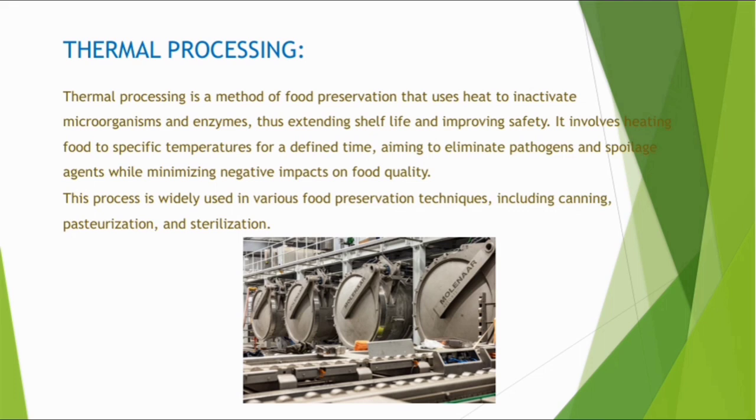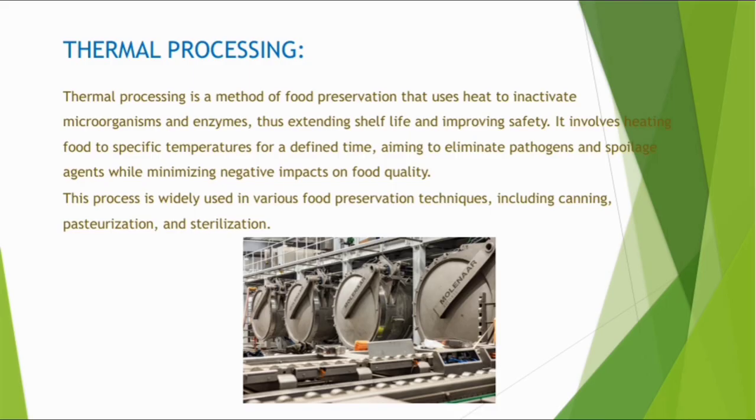Let's talk about thermal processing, a key method we use to preserve food. Essentially, it involves applying heat to food to inactivate harmful microorganisms and enzymes that can cause spoilage. By doing this, we significantly extend the shelf life of food products and improve their safety for consumers. The process works by heating the food to specific temperatures for a set amount of time.